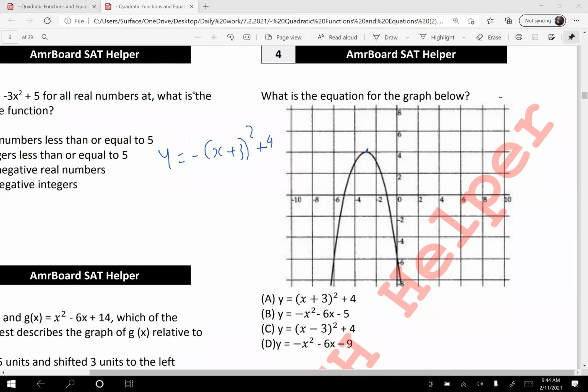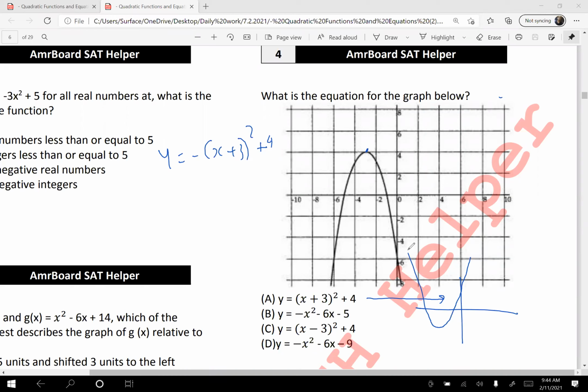Okay, Mina, tell me. No, it is not correct, because A has a minimum point. The vertex of A will be like that. A will be like that. Yes. B. Why B?